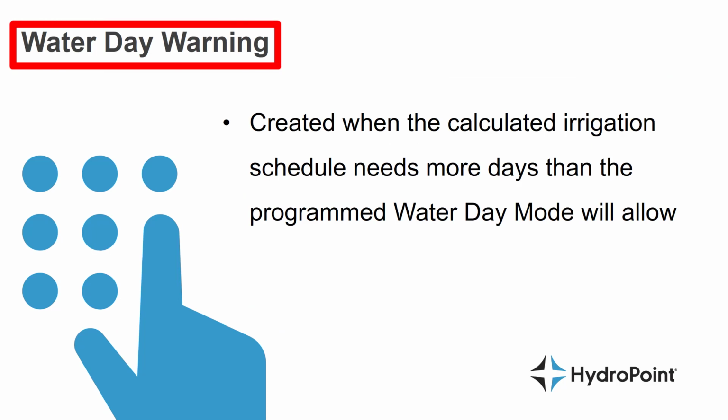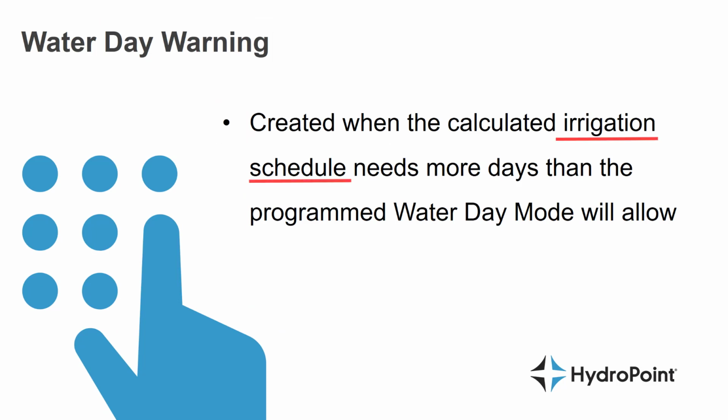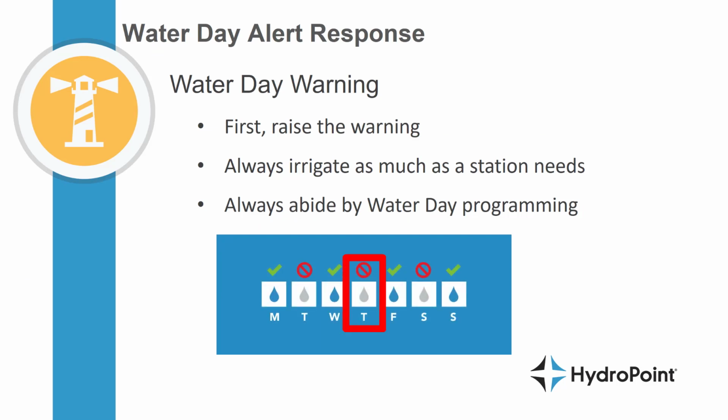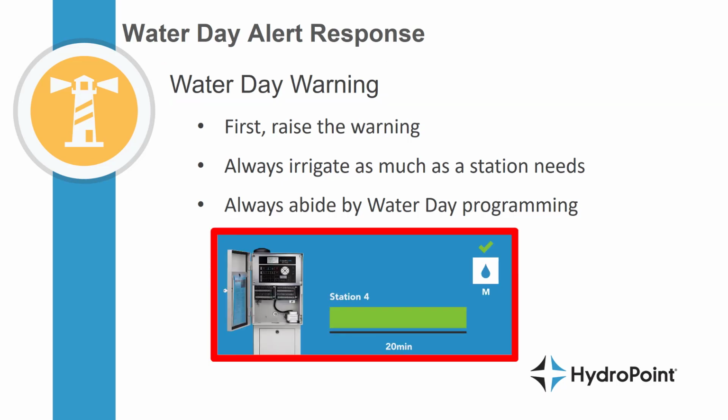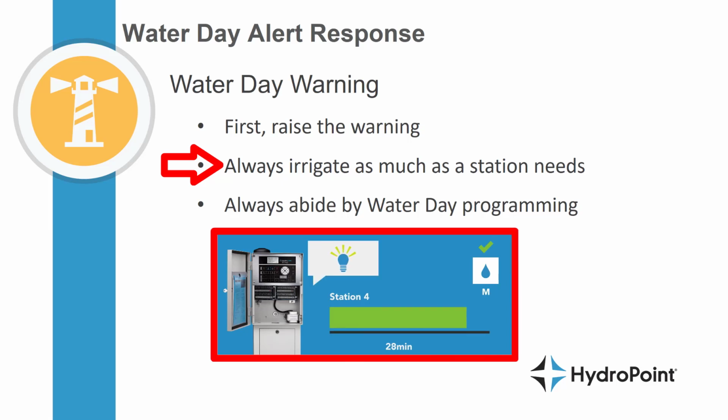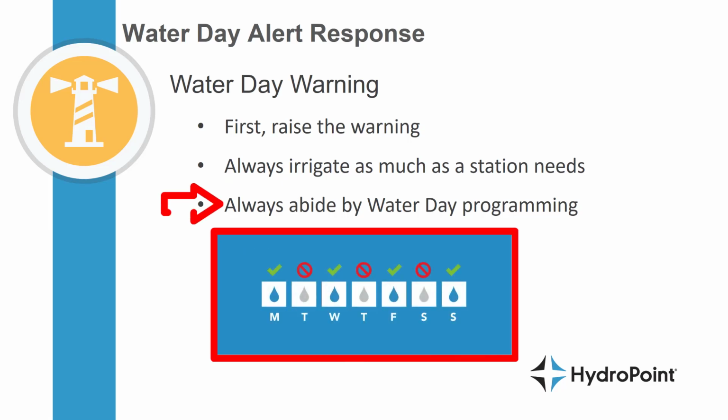So a water day warning alert will be created when the irrigation schedule that WeatherTrack is creating is being limited by the available days programmed in your water day mode. When the schedule determines that it needs more days in the week to keep up, the first thing it does is raise the alert, or the water day warning, so it lets all users know that the controller is adjusting the irrigation schedule. But the second thing WeatherTrack does is remember how thirsty each station is and irrigate each station as much as it needs to stay healthy, or as much as it can inside the designated water days outlined in the program.